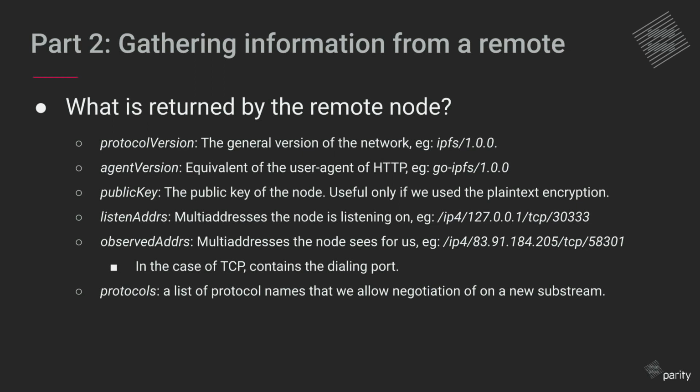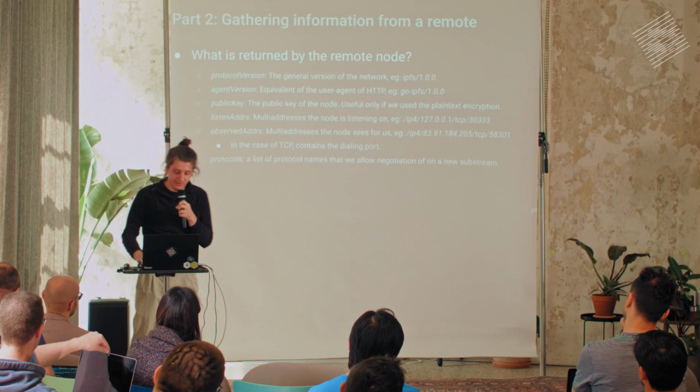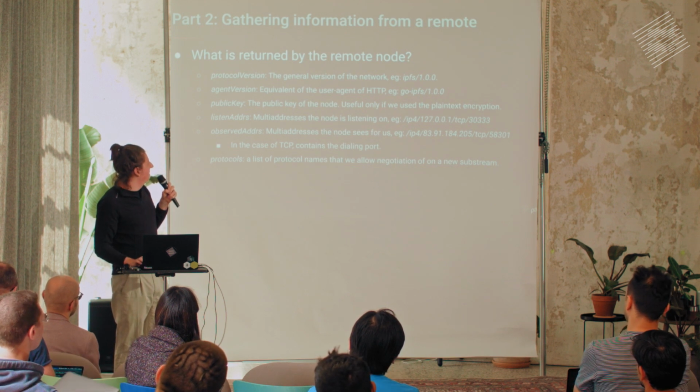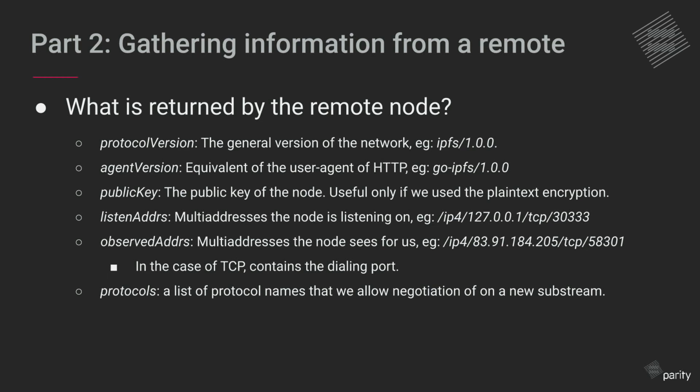So for IPFS, this would be IPFS, but for Substrate, it's Substrate something something. The agent version, which is the equivalent of user agent in HTTP, indicates the version of your client. So for IPFS, it would be go-ipfs. I wrote some IPFS examples because libp2p is the networking stack of IPFS, but obviously for Substrate, it's different strings. The public key is the public key of the node, but we don't need that. I included it to be exhaustive. Listen addresses is the list of addresses that the remote is listening on. Observed address is the address the remote sees for us. And protocols is the list of protocols that the remote supports.